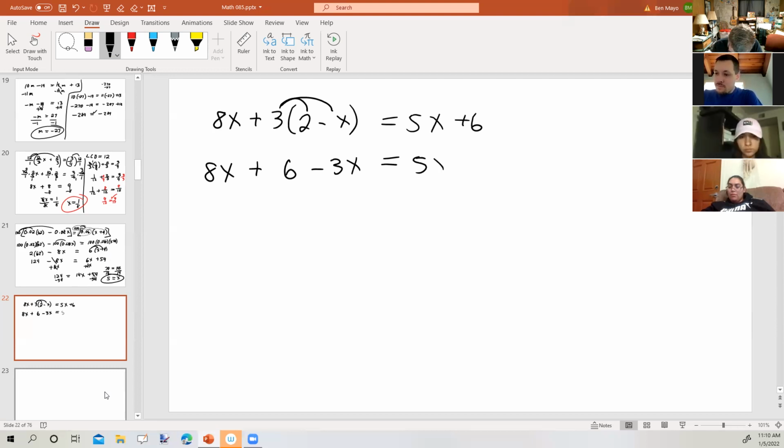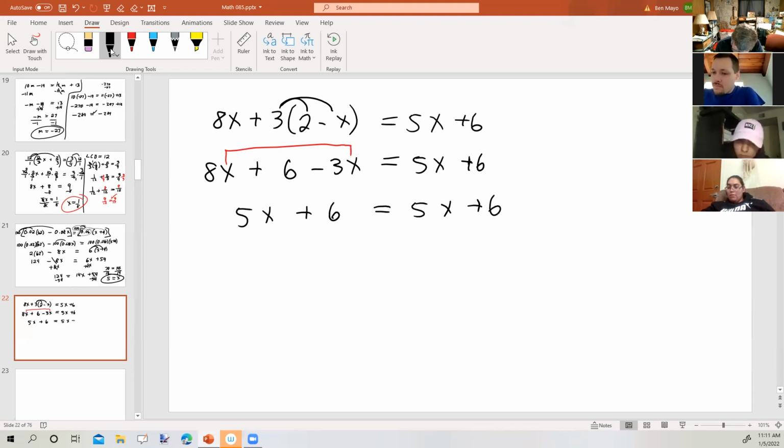On the right side, these are not like terms, so I can't do anything there. Back to the left side, I can combine these two like terms. 8x minus 3x is 5x. Okay. So far, so good. Notice something. The left side of the equation looks exactly like the right side, doesn't it?